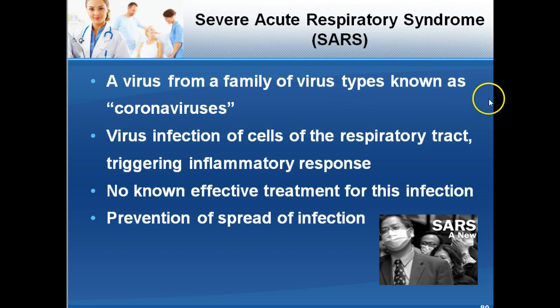Then, of course, you guys, they got the SARS, and we're just gonna mention this. A virus from a family of virus types known as coronaviruses. The virus infection of cells of the respiratory tract triggering inflammation response. No known effective treatment. Prevention of spread of infection. So basically, don't go anywhere where, I know they had said at one point that it came from the Asian community. I remember when there was this big scare about it and everything.